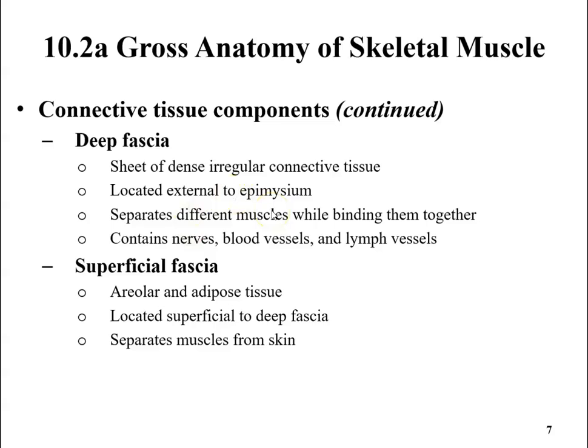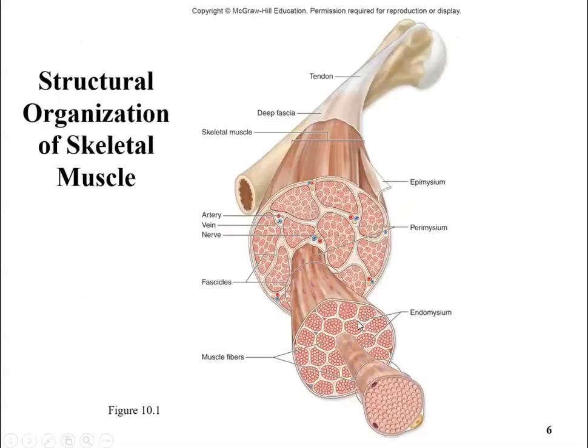You also have a deep fascia and a superficial fascia. The deep fascia is a sheet of dense, irregular connective tissue. It's going to be located external to the epimysium. And this separates different muscles while also binding them together. This is going to contain nerves, blood vessels, and lymph vessels. And then you have the superficial fascia. This is areolar and adipose tissue located superficial to the deep fascia, and this separates the muscles from the skin.